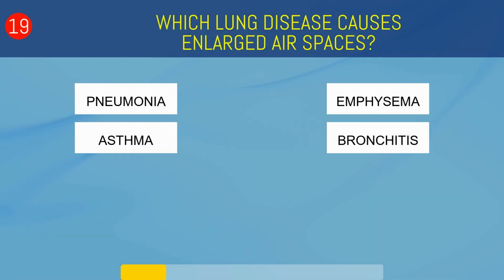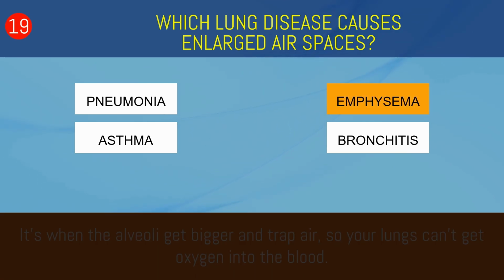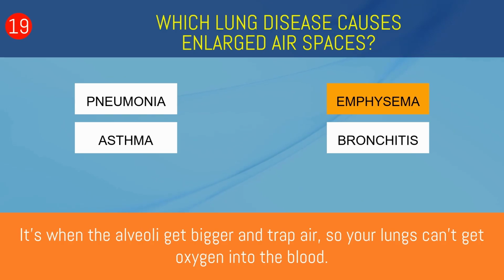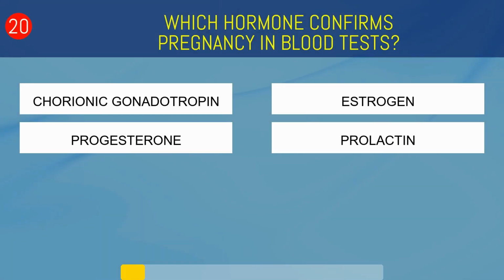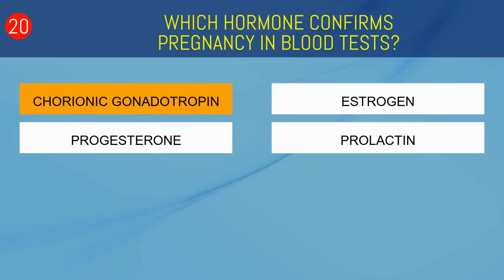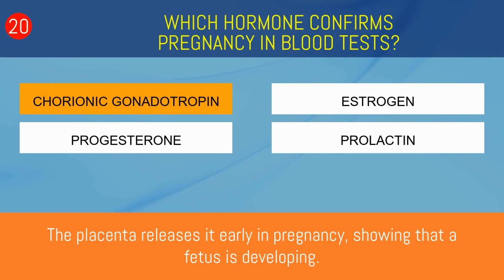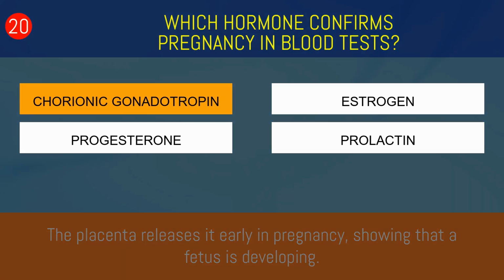Which lung disease causes enlarged air spaces? Pneumonia, asthma, emphysema, or bronchitis? Emphysema. It's when the alveoli get bigger and trap air, so your lungs can't get oxygen into the blood. Which hormone confirms pregnancy in blood tests? Chorionic gonadotropin, progesterone, estrogen, or prolactin? Chorionic gonadotropin. The placenta releases it early in pregnancy, showing that a fetus is developing.